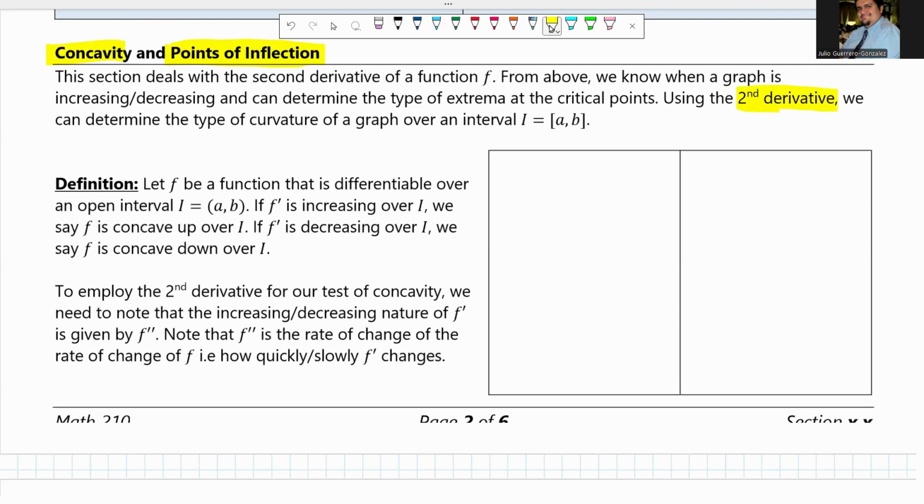All right, so first of all, what I want to do is define some terminology that we're going to need to start to describe whatever our function is doing, right? Okay. So suppose your f of x is differentiable over an interval, okay? If f prime is increasing, then we say that f is concave up over an interval I. Okay, if f prime is decreasing, we say that f is concave down.